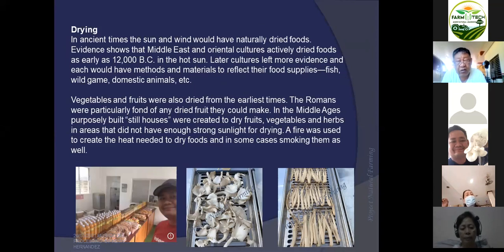Wala pong problema, Sir Jose. So, okay. May oras pa tayo. Binibigyan ko kayo ng panahon.